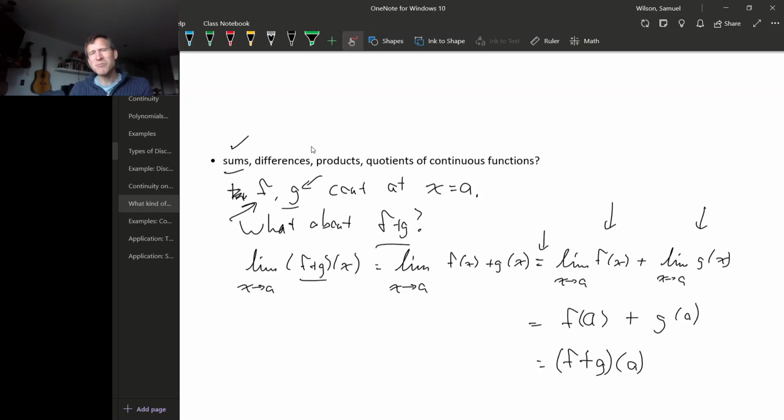You can see the same argument is going to show that differences are continuous and products are continuous. Products of continuous functions are continuous. And quotients of continuous functions are continuous wherever the denominator isn't 0. As usual, you can't let yourself divide by 0. All right, so sums, differences, products, and quotients of continuous functions are all continuous as long as they're defined.